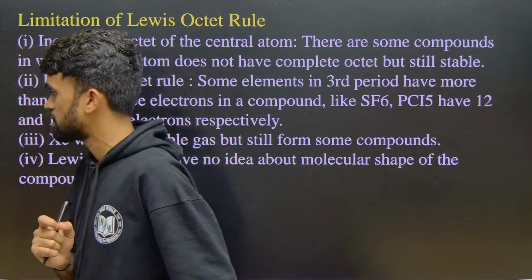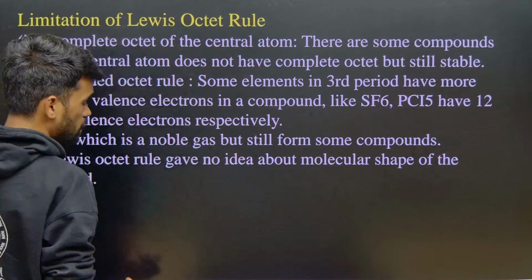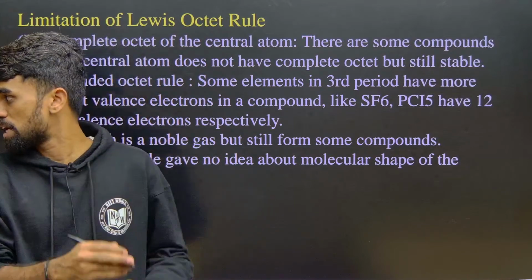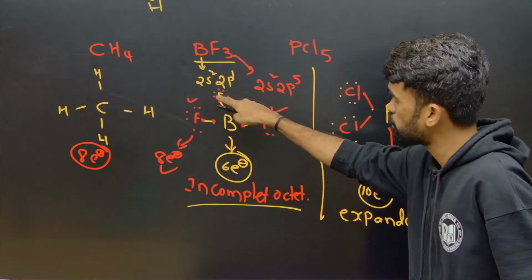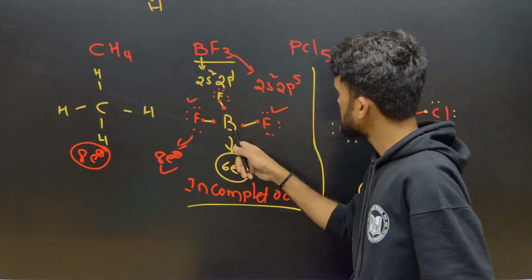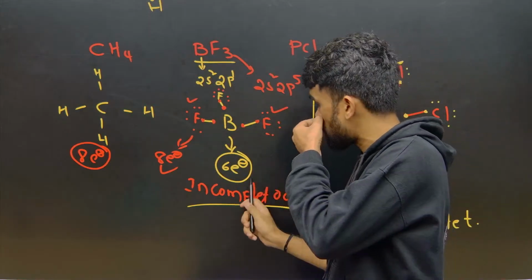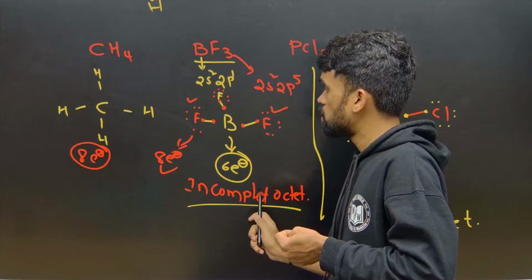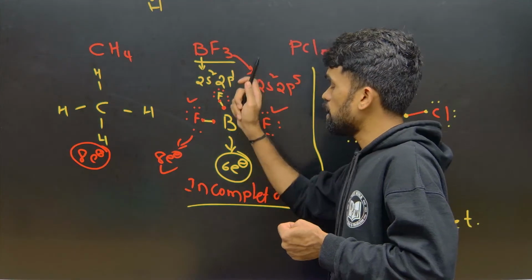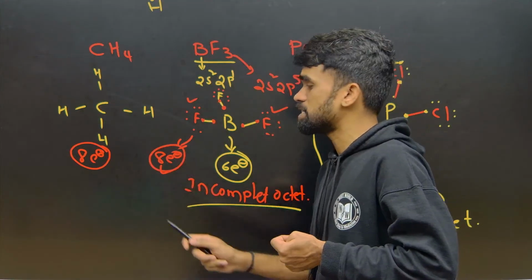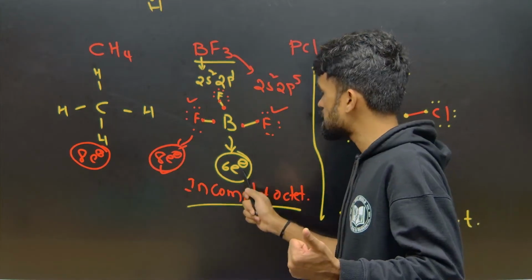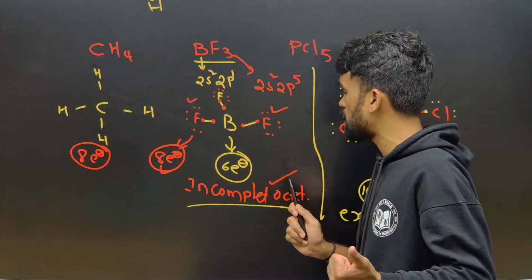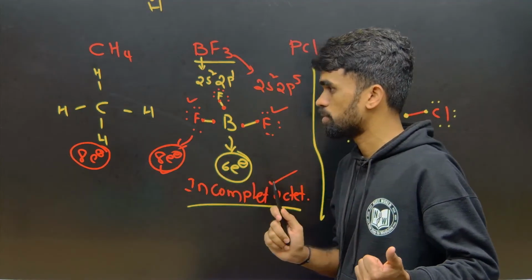See, BF3, I told you now, for all the fluorine atoms it is a completely filled octet configuration, whereas for boron only 6 electrons are there. That's why I am calling it an incomplete octet. We know that if 8 electrons are there, it is considered stable by following the octet rule configuration. Since it has 6 electrons, I am writing it as an incomplete octet, not obeying the octet rule.